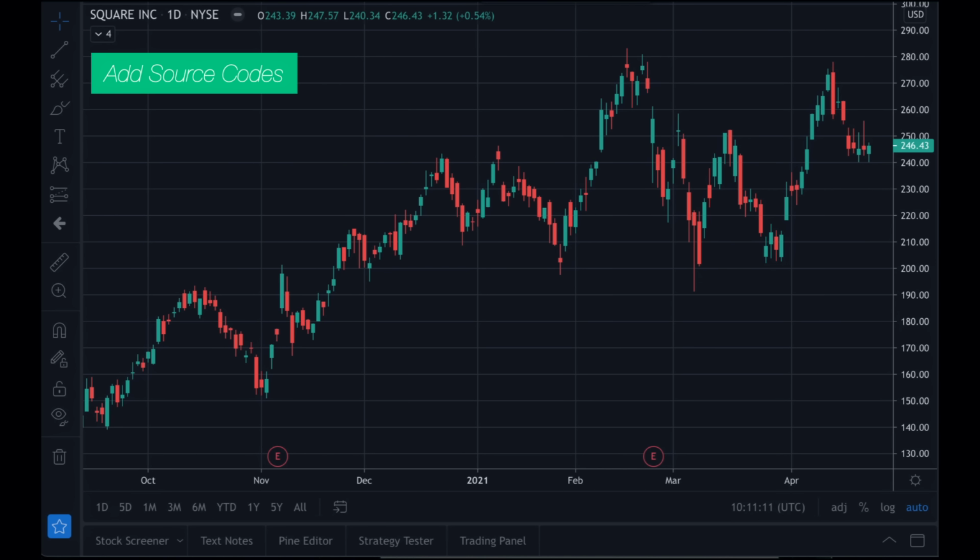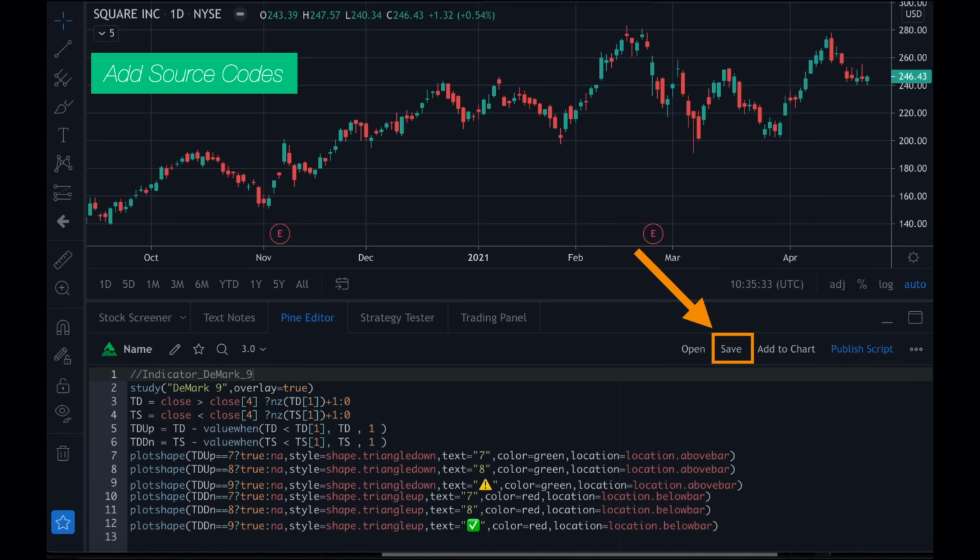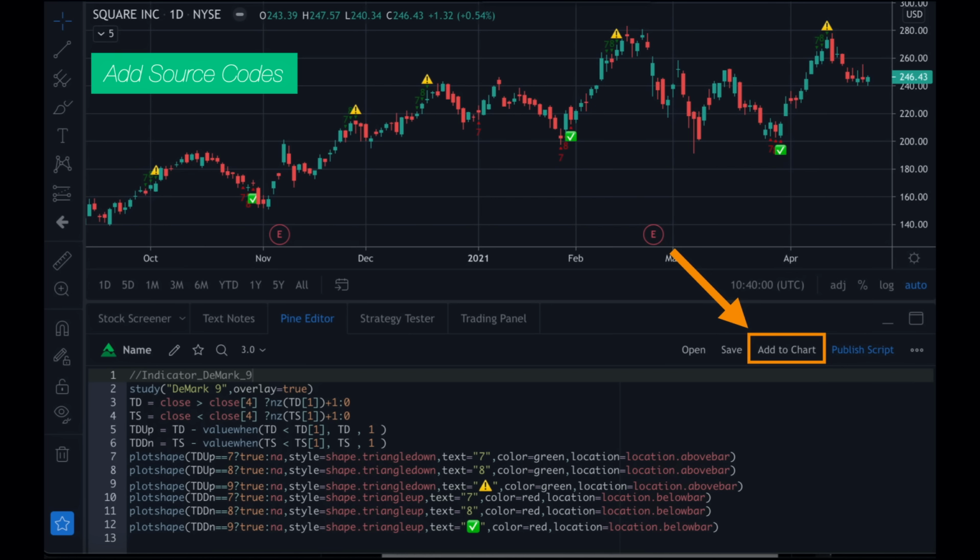Cool, next. Once you have the source code of this indicator, you need to add it to a charting platform. The charting platform I'm currently using is TradingView, which in my opinion is the best charting platform out there in the market. So I will show you guys how you can add this DeMark 9 indicator to your chart on TradingView with my source code. Once you are on TradingView, click the Pine editor at the bottom. In the Pine editor, you can copy and paste the source codes and click Save. Once you save it, click Add to the chart. Then boom, you're all set. You should be able to see the DeMark 9 indicator on your chart right away.